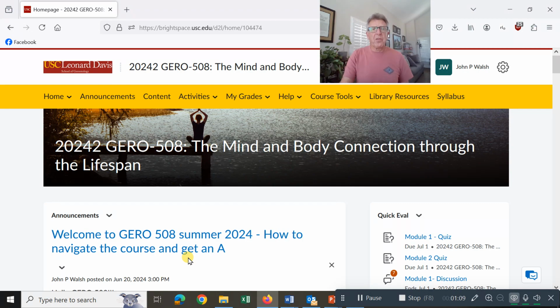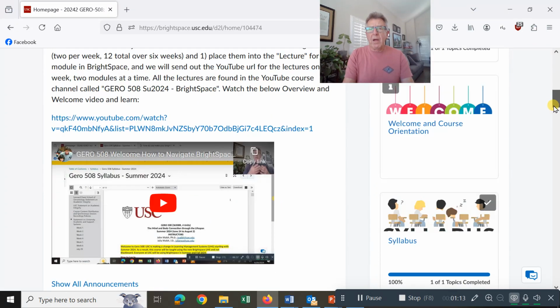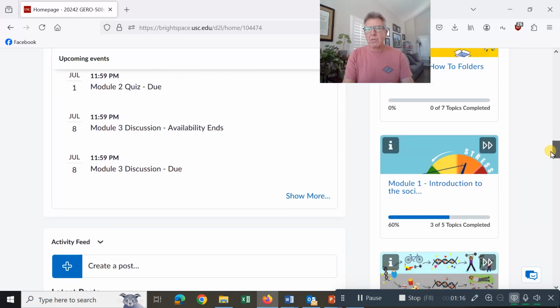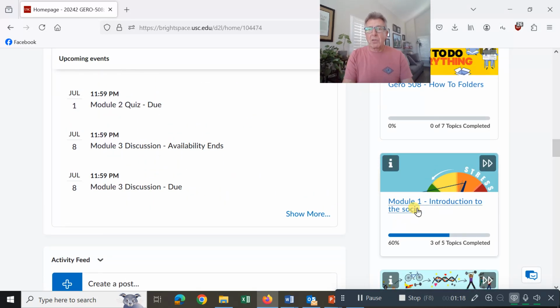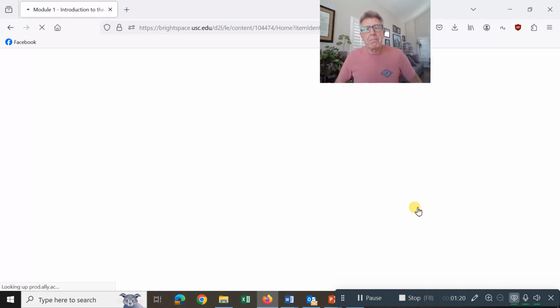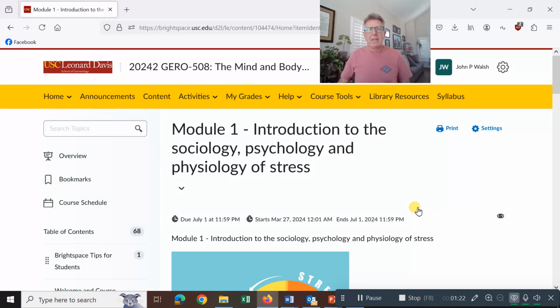How do I access this? I can go through content right here, okay? I've shown you that before. Or I can use the visual content area, which is on the right-hand side. And here's module 1 right there. So we'll just click right on here, and it's going to take us directly into module 1.